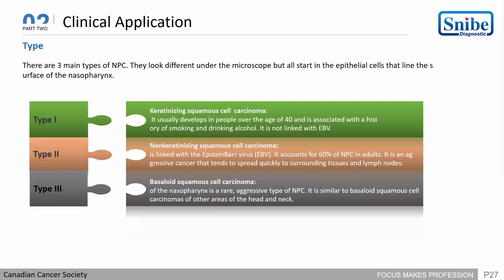So this type 3 basaloid squamous cell carcinoma is a rare and aggressive type of NPC. And this is the basaloid squamous cell carcinoma of other areas of the head and neck. So it can spread there and then lead to further complications.